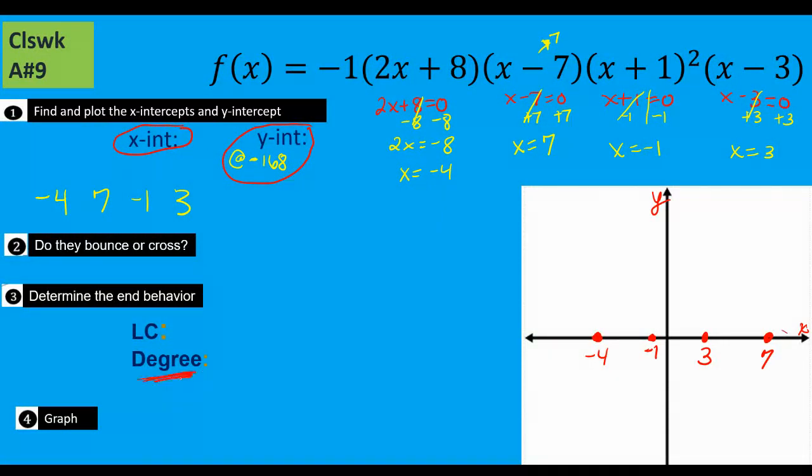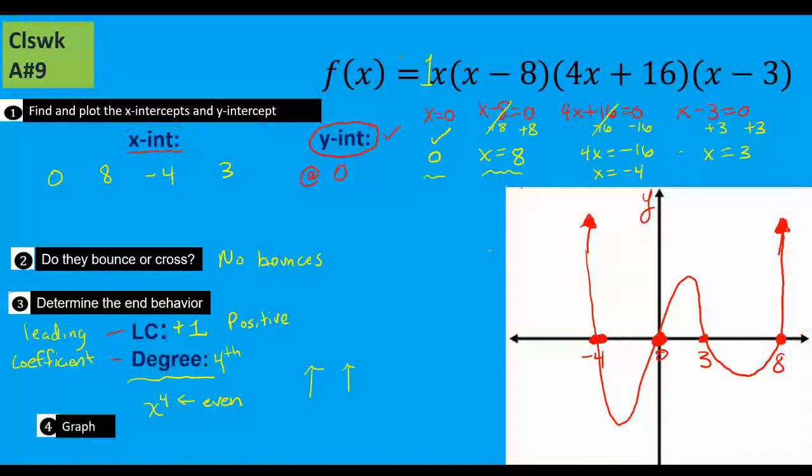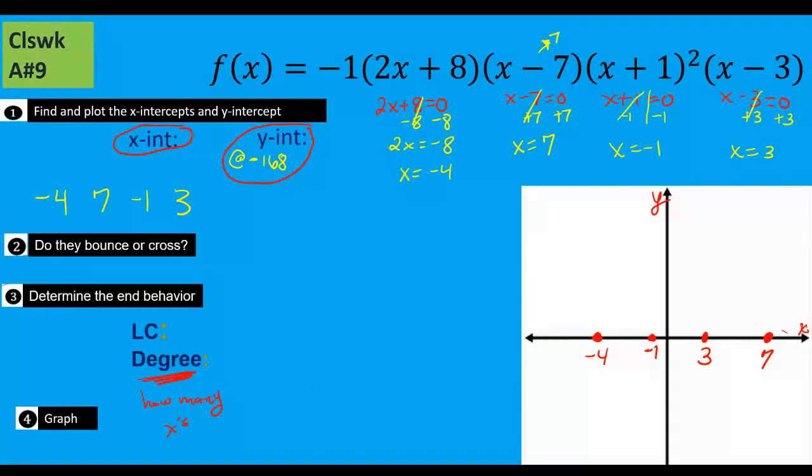Okay, now we have to check for the degree, count how many x's. X times x times x twice, and another one. When you have x squared right here, this exponent, you have to count your x's twice. So 1, 2, 3, 4, 5. So this is x to the 5th. So this is a 5th degree.